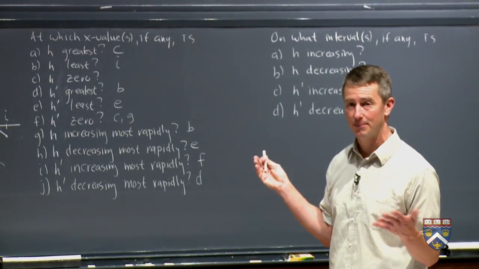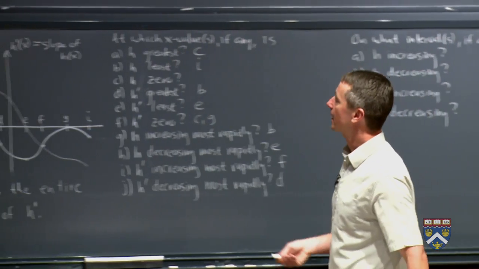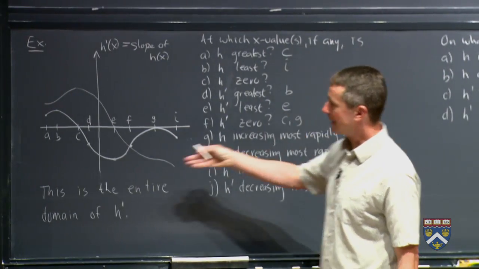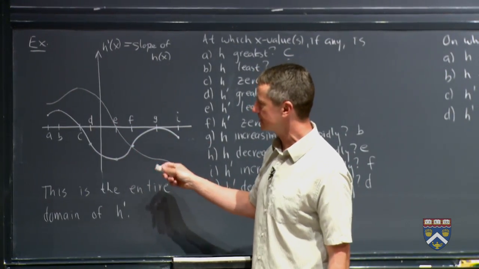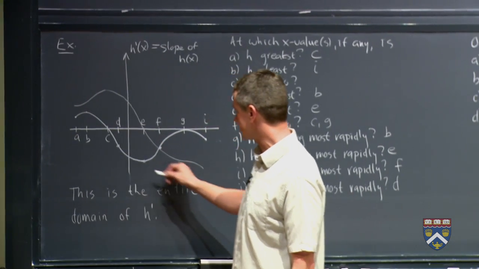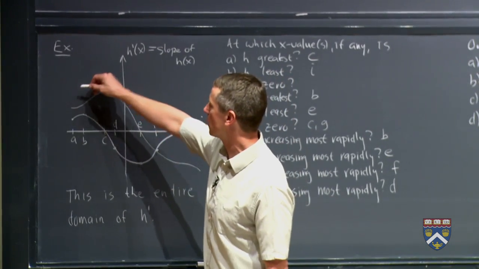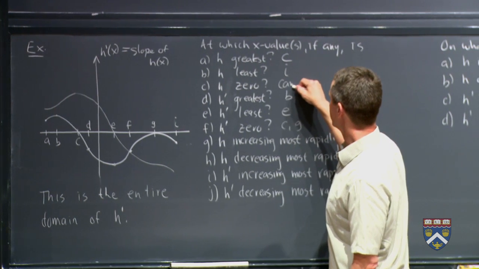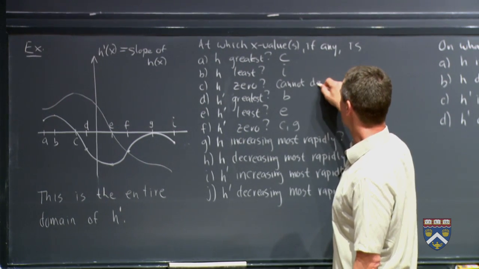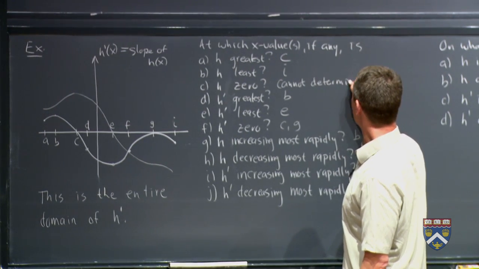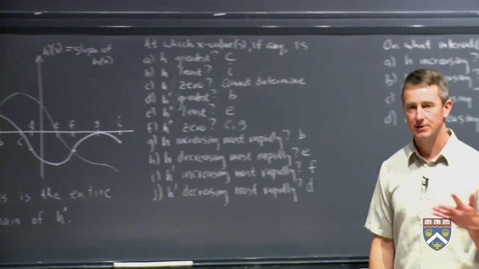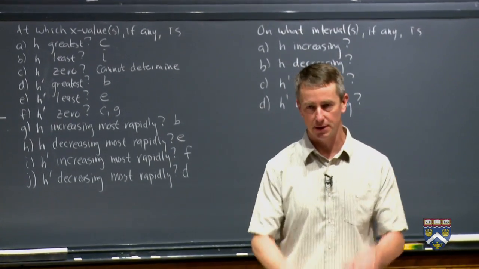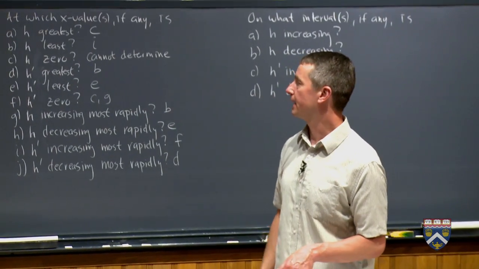Just as in the previous example, we can't answer that question because even though I drew a graph of h that crossed the x-axis here, I could just as well have drawn one that stayed all the way below the x-axis or stayed above the x-axis all the way. So this one, we don't have enough information to determine that. Again, all we know is about the shape of h. We don't know where h is positioned relative to the x-axis.